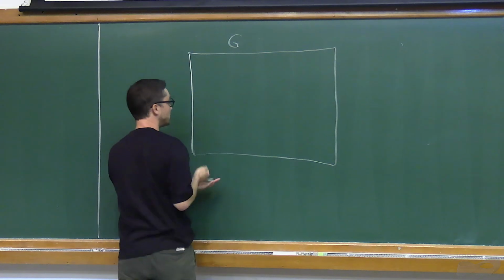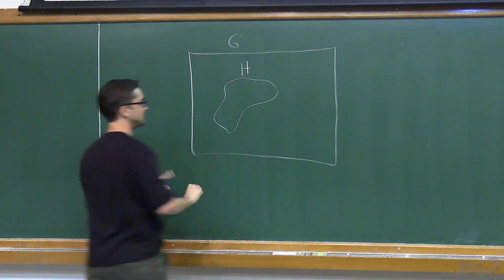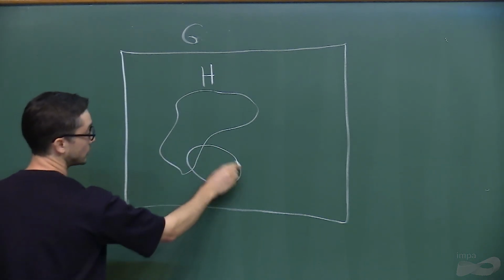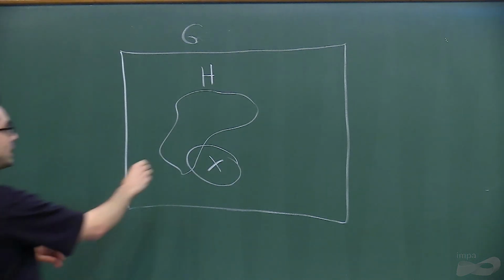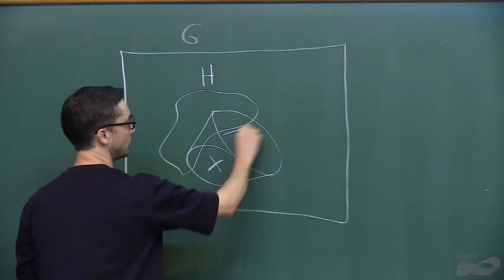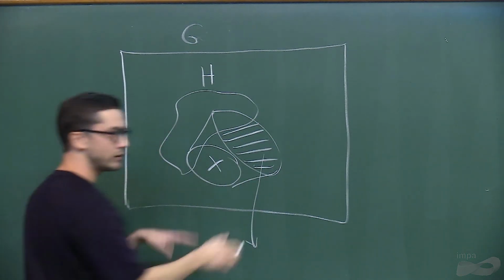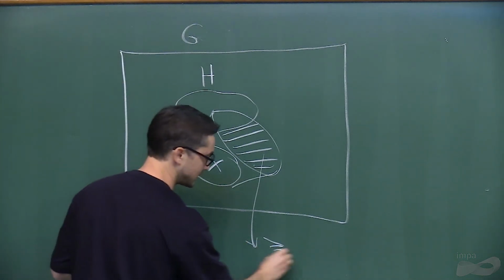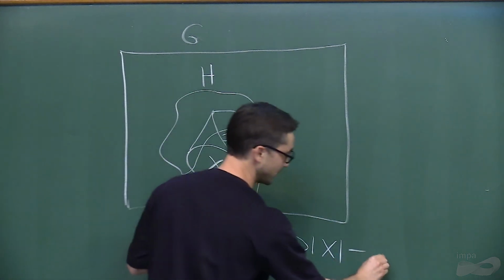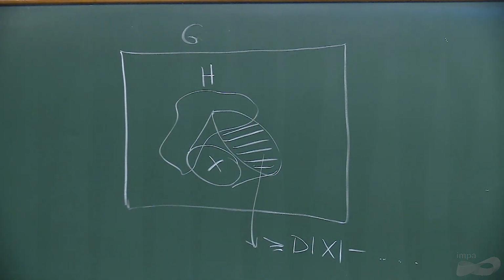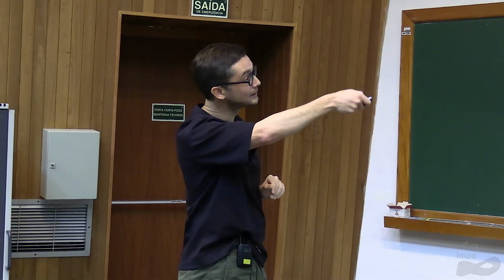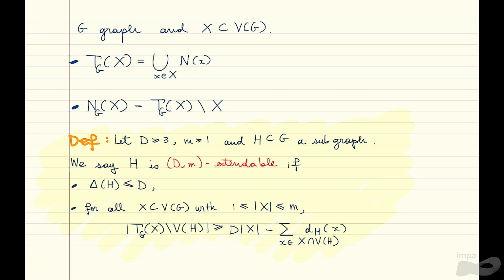So here we have G. Here we have H, which is anything. I pick X, which could intersect H. I look at the neighborhood. And what I want is that this part, which is the neighborhood outside H, is large. So this has to be at least D times the size of X, minus something. So essentially, we are saying sets expand, but outside H. And this term over here is essentially counting how many neighbors we have inside H. So we want expansion outside H, and that's the idea. So if we have a graph so that small sets expand outside, we call this graph (D, M)-extendable.